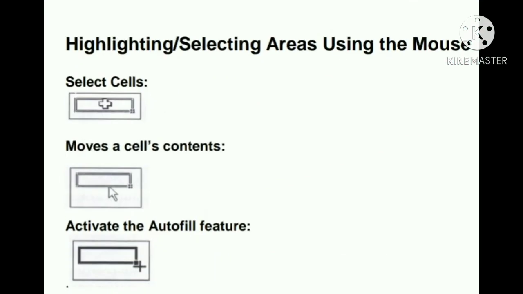Highlighting and selecting areas using the mouse. First, to select a column, click on the column letter. Second, to select a row, click on the row number. Third, to select the entire worksheet, click above row 1 and to the left of column A, or hit Ctrl A on the keyboard.